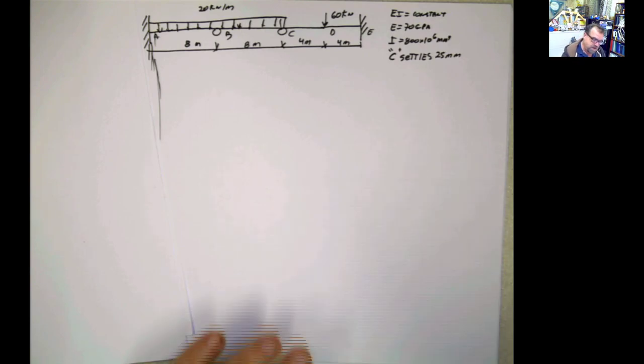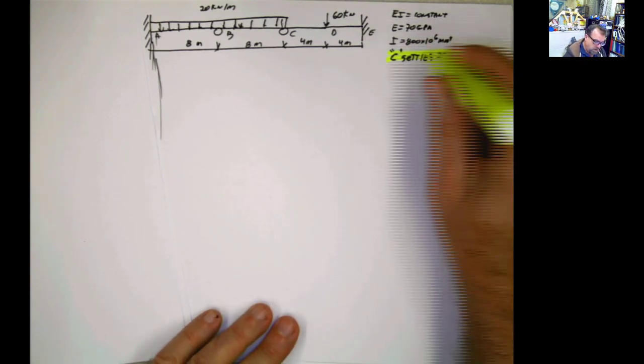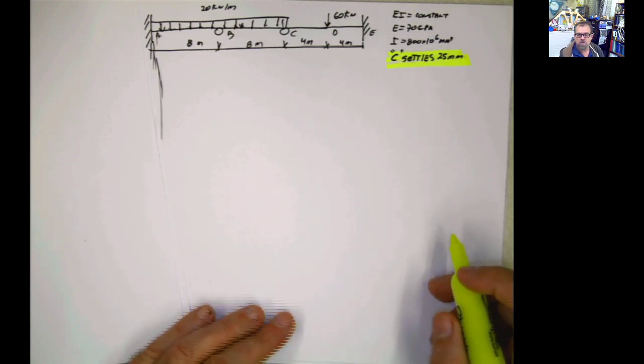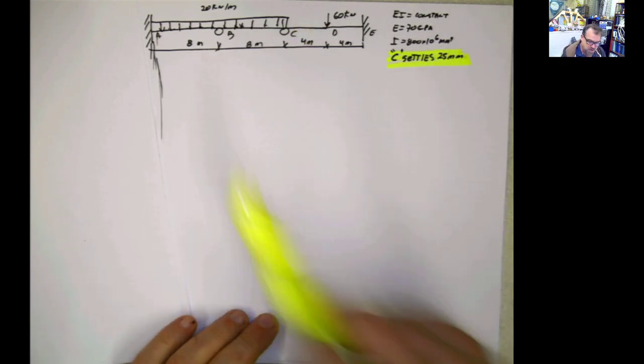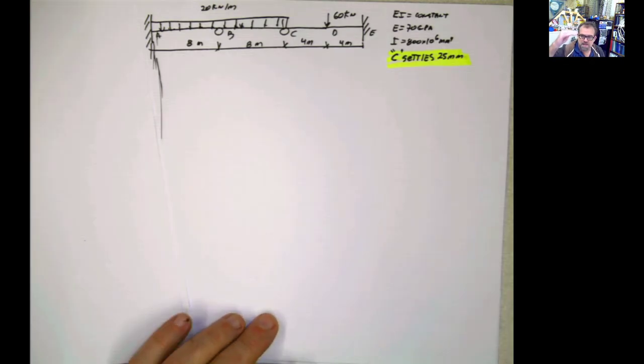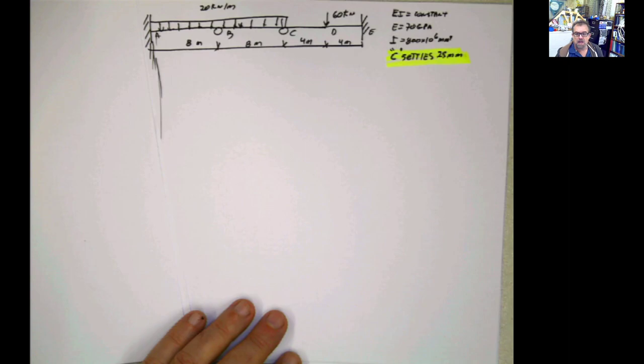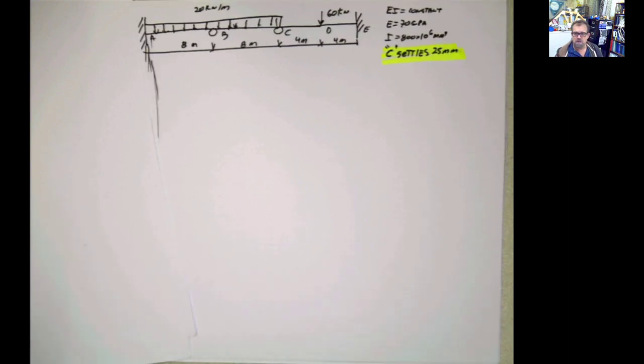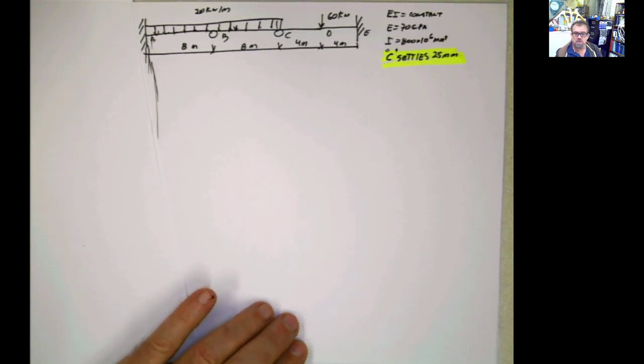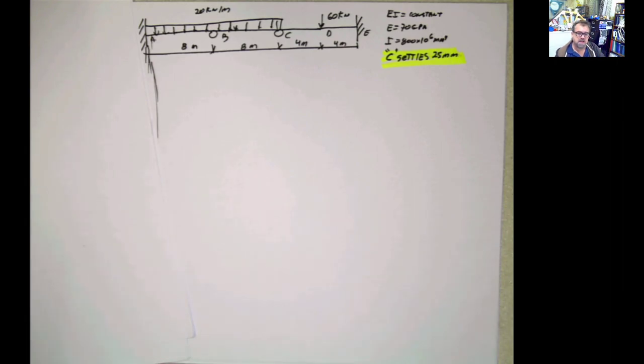Now the problem is similar, however, we're including this new parameter here. The support C is settling, is sinking. What is the reason for that? I don't know. It could be errors in construction, it could be lack of compaction, it could be a prescribed settlement because you knew it was going to happen. It could be a clay layer somewhere that is consolidating and producing that settlement. Whatever the reason, it exists, and we have to take it into account and see how that affects the overall moments in the structure.